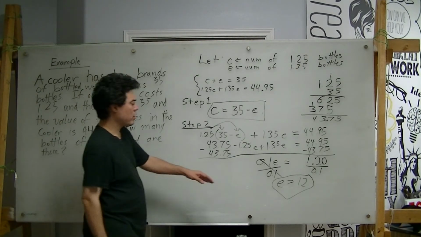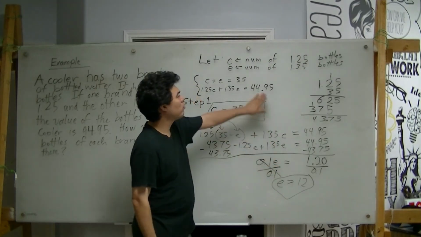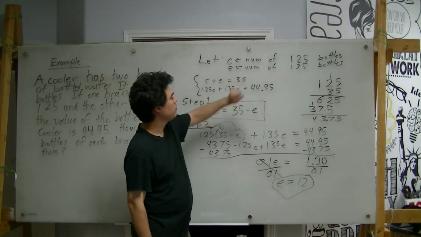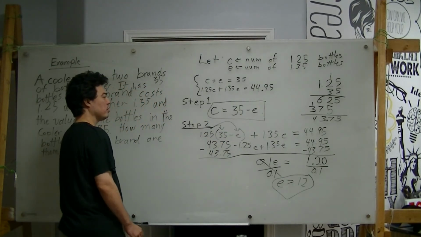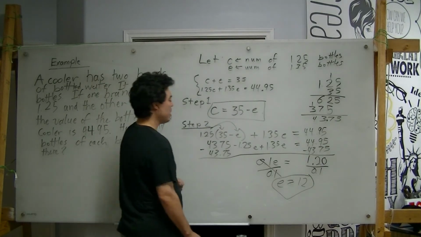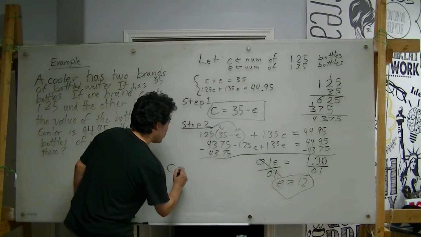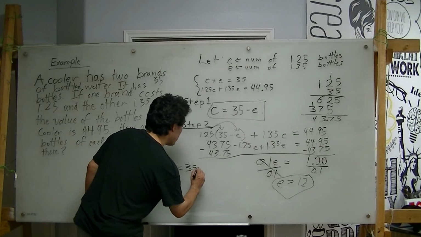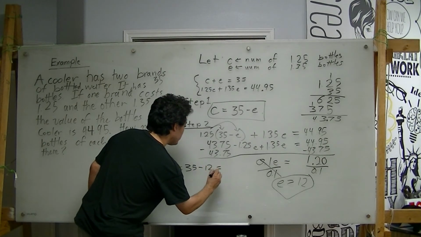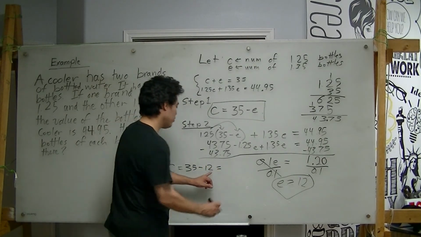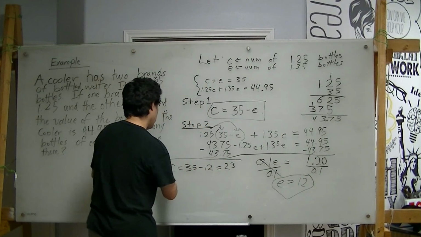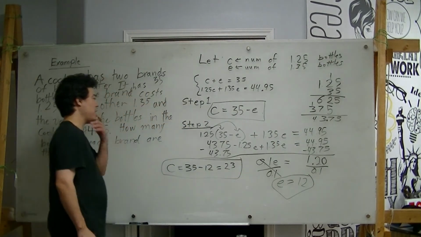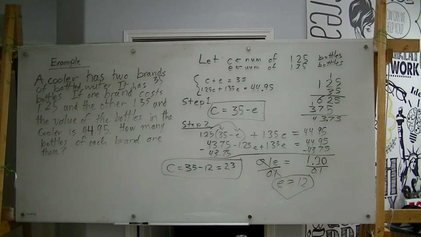So now we've gotten our E, which we saw was the number of $1.35 bottles. And now finally we can figure out what our C is, our number of cheap bottles. That's why I called it C, cheap bottles. And so our C will equal 35 minus 12, which is going to be 5 minus 2 is 3, 3 minus 1 is 2, so it'll be 23 of the $1.25 bottles. And there we have it. We have just solved this cooler problem. Super cool. Ta-da!